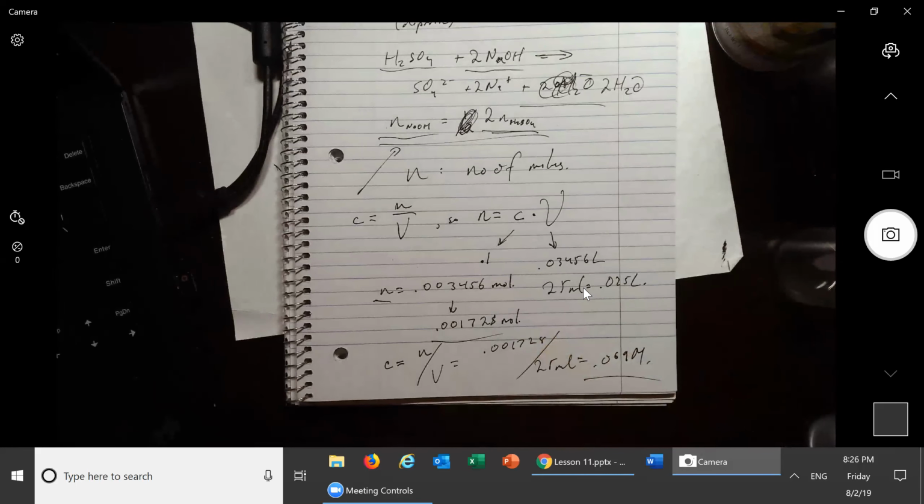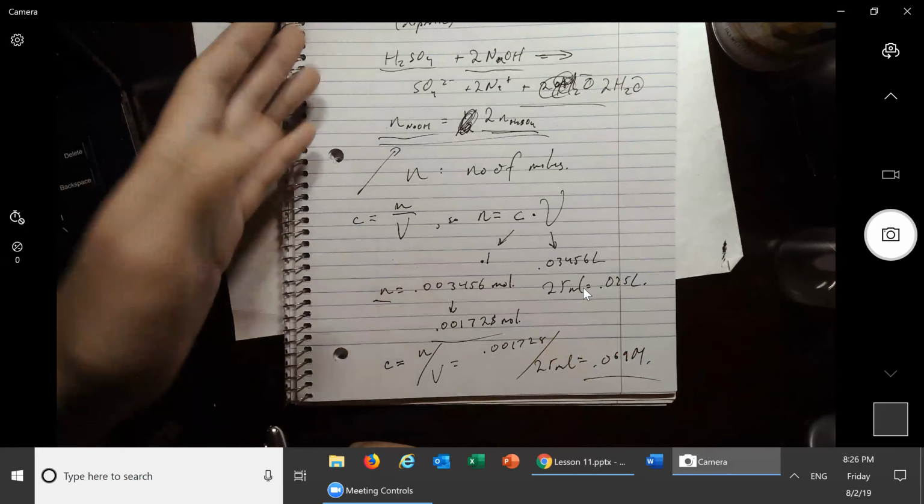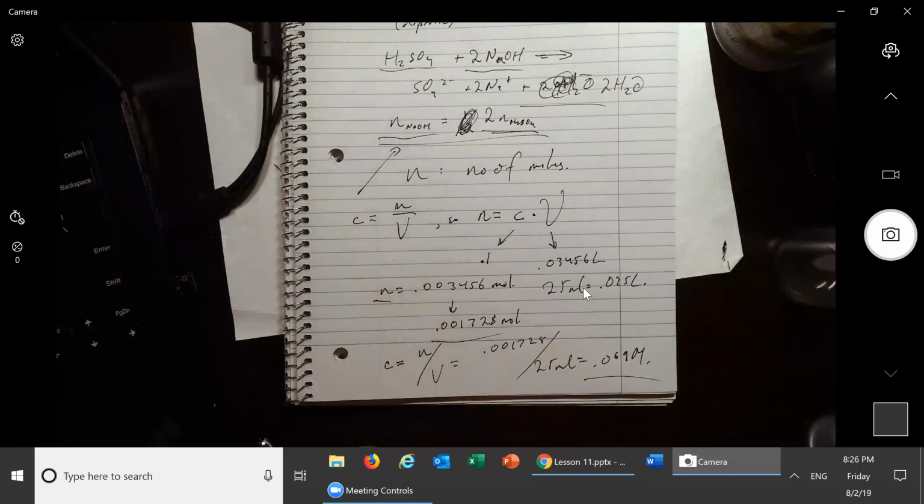So this is the idea behind titration. You find the number of moles that you've added, and this is the number of moles in the unknown solution. And then from the number of moles in the unknown solution, it's very easy to calculate the concentration. Yeah. So does this make sense? Does this all kind of make sense?